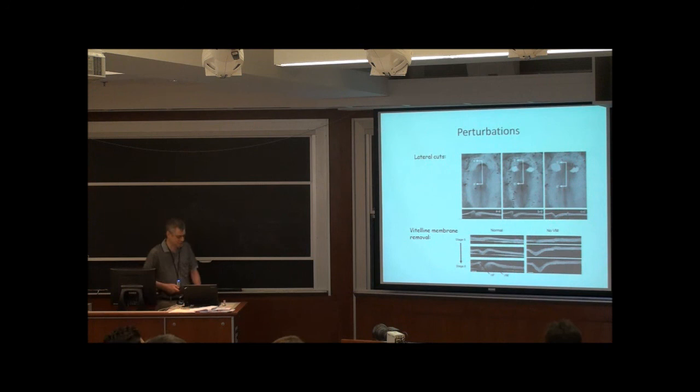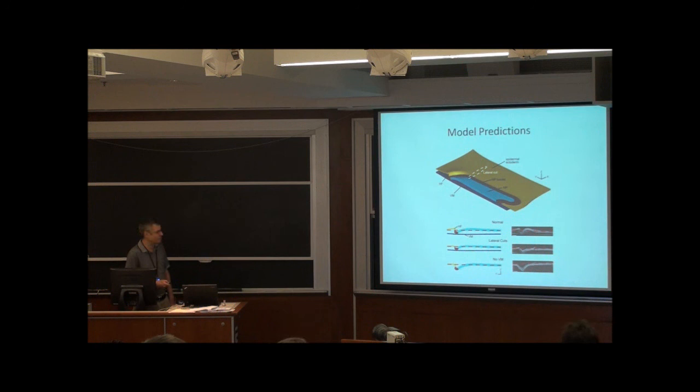So we simulate both these experiments in the model without changing any parameters. This, again, was the normal predicted shape. This is the shape predicted if we make these lateral cuts. Again, we see the V-shape, similar to what we saw in the experiments. And if we remove this blue vitelline membrane below, we see, again, a V-shape.